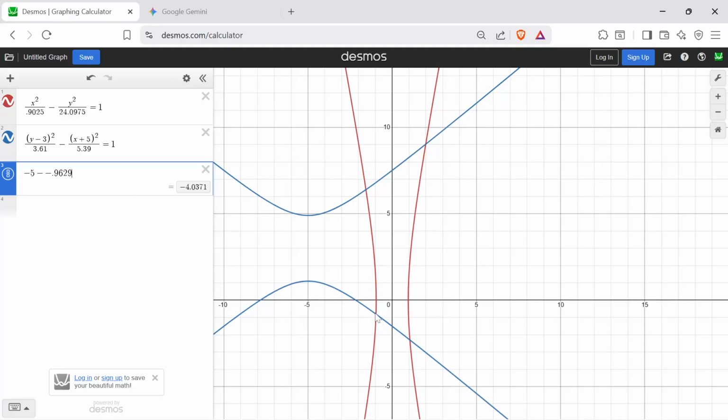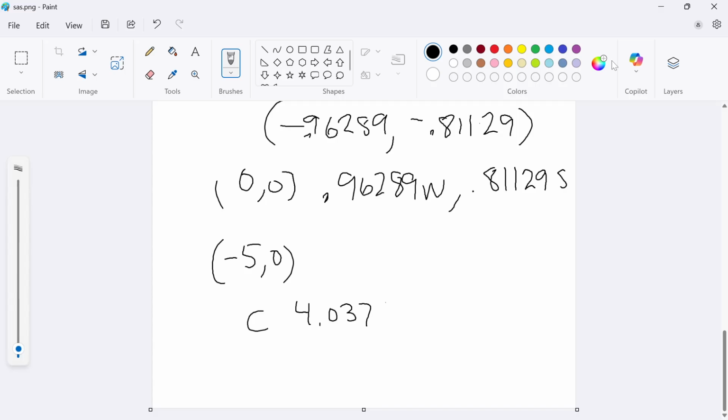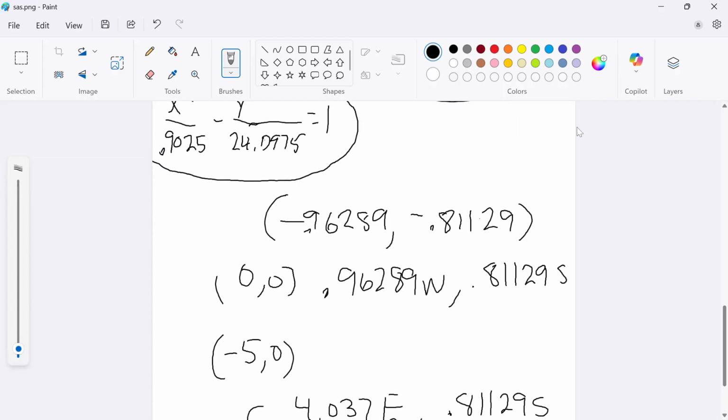Sasquatch is to the east. So that's 4.037 east. And it's still 0.81129 south. So to get to Sasquatch from Carl, I would have to go around 4 miles east and 0.8 miles south. But that's how you work that one.